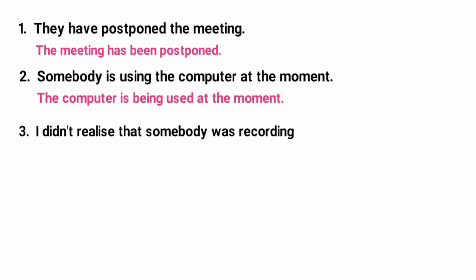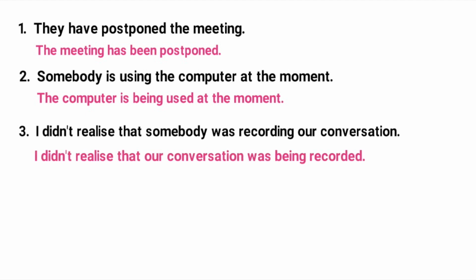Number 3. I didn't realize that somebody was recording our conversation. I didn't realize that our conversation was being recorded. Here, this is the past continuous passive form. So we have was plus being plus the past participle, which is recorded. We don't know who is doing it. It is not important. What is important is that the conversation was recorded.